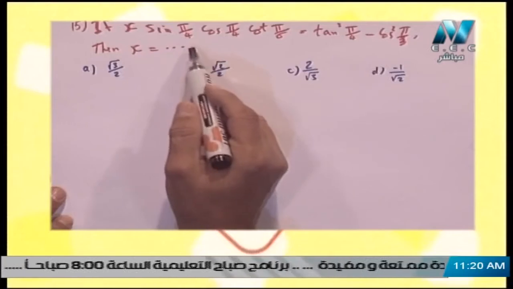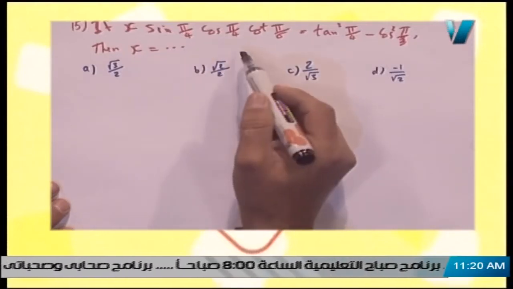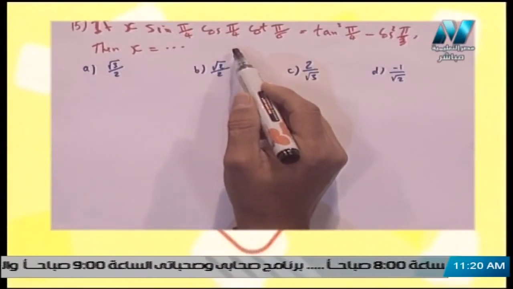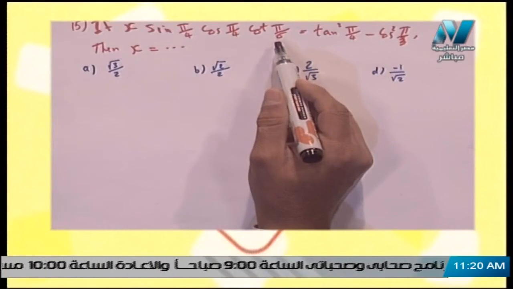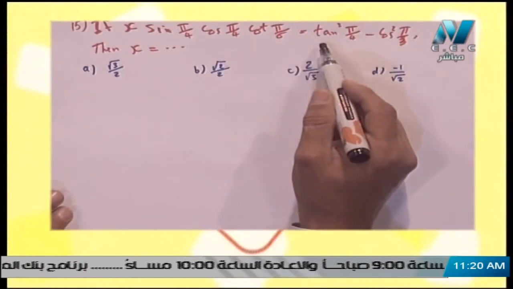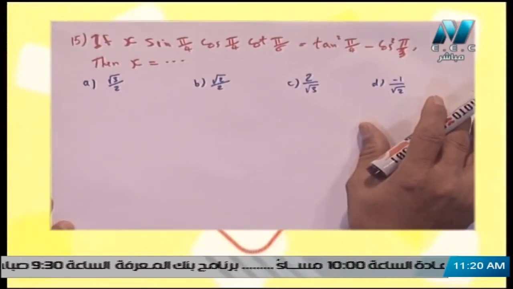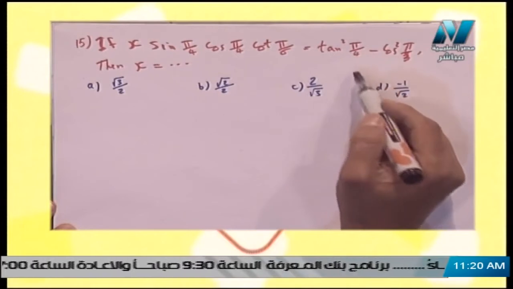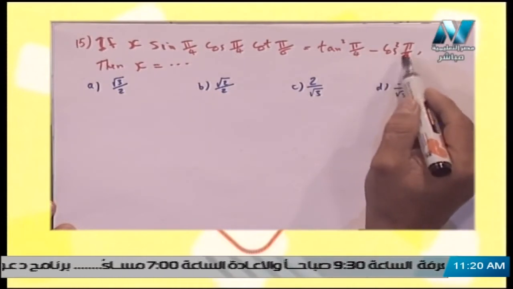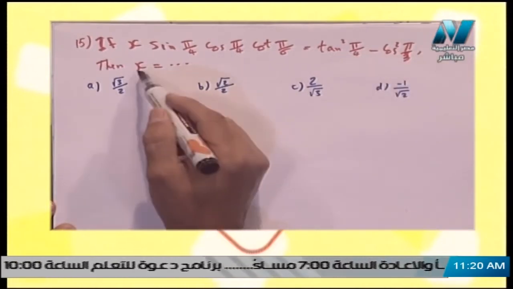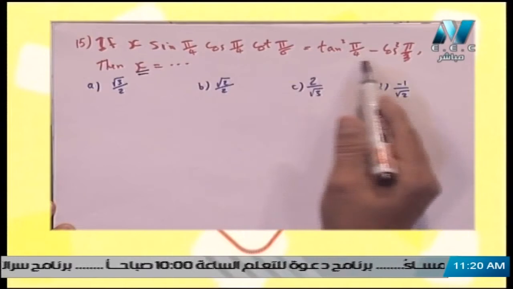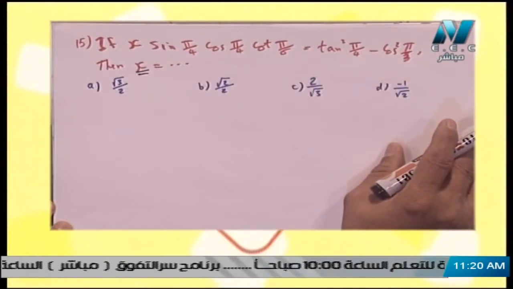Let's move to question number 15 here. If x sine pi over 4 cosine pi over 4 cotan pi over 6 equals tan power 2 pi over 4 minus cosine power 2 pi over 3, then x equals what? It's an equation, but it is a trig equation.